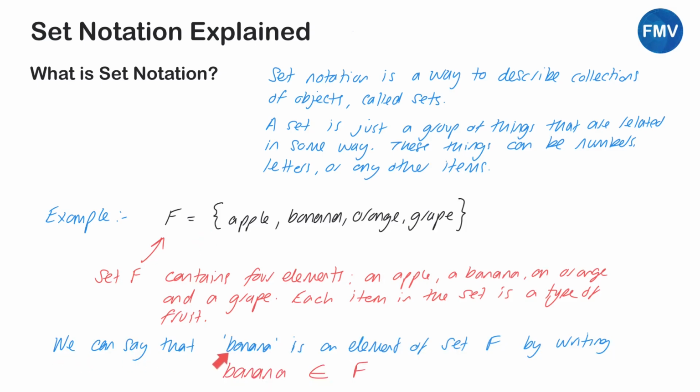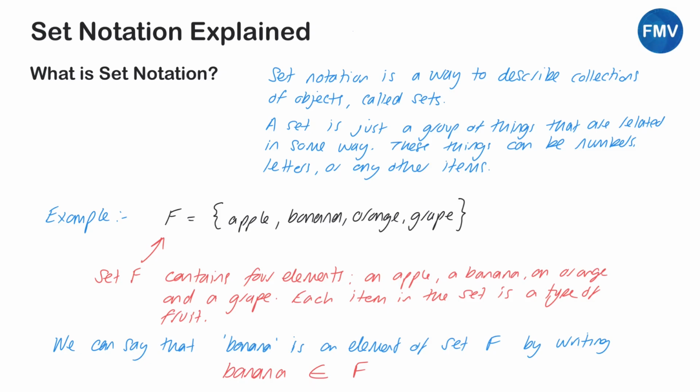So we can say that banana is an element of set F by writing this. So this, almost like a C with a line through it, designates the term element. So banana is an element of set F.